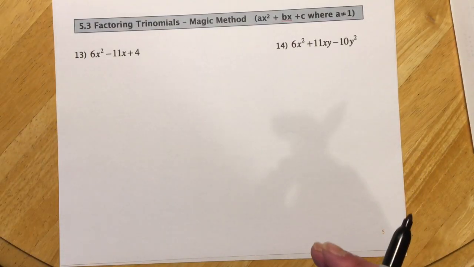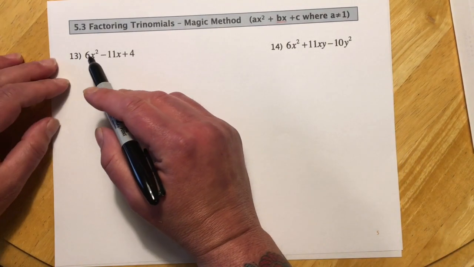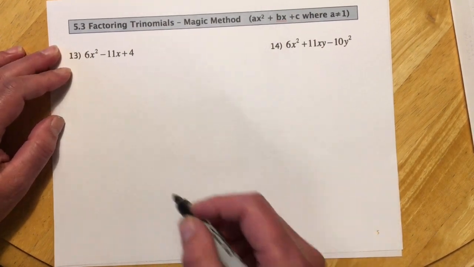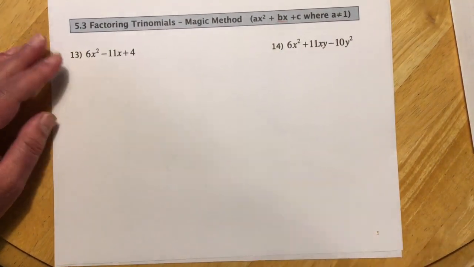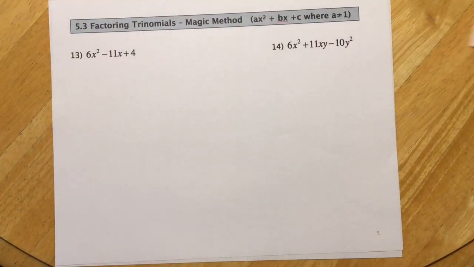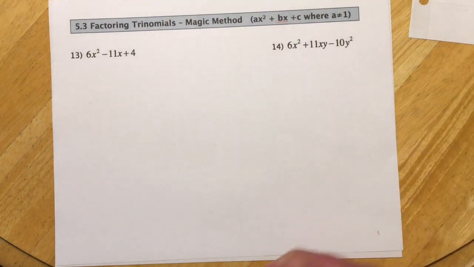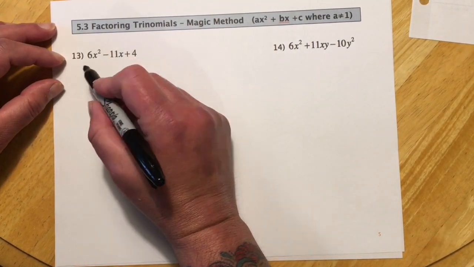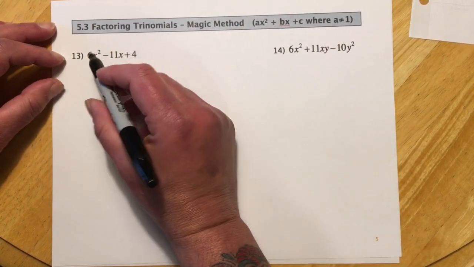Okay, 5.3 was magic method, so these are those ones that don't have squares on the ends and don't lead with a 1. And so remember our steps on that, and you can check them out in the notes. They're right here, or on the flow chart. I have all the steps there also. But our first step is to factor GCF, which we don't have one this time.